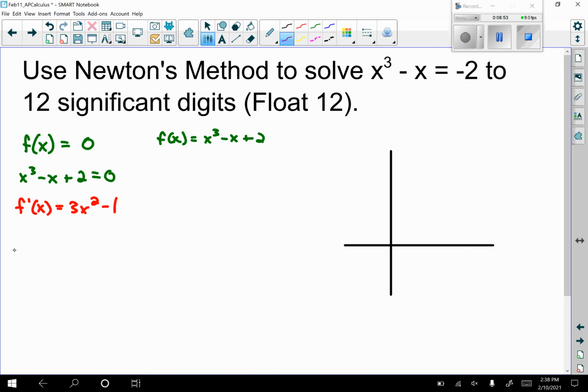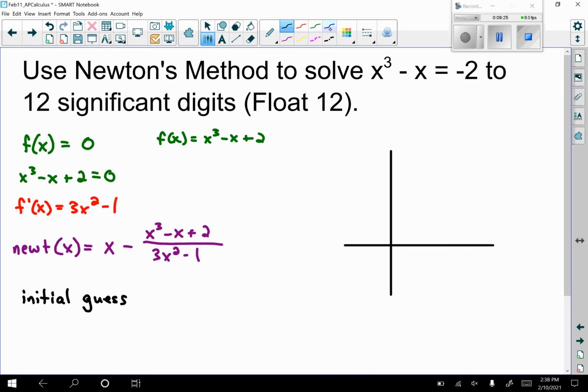So then we're going to define Newton's function, and this is how we're going to type it into the calculator. Newt of x is just going to be, we really don't need the subscripts here, x minus f of x, so there's x cubed minus x plus 2, over f prime of x, so that's 3x squared minus 1. Well, we need an initial guess here. We have no idea what to guess right now. That's where the graph is going to come into play.